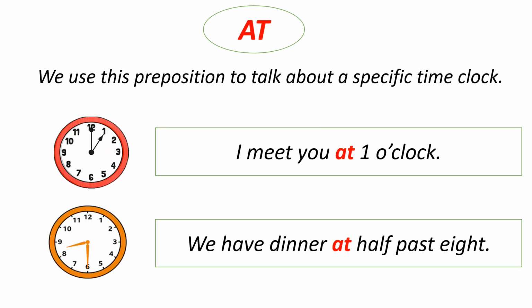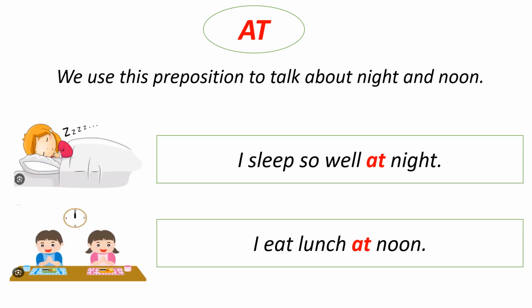We use at also to talk about a specific clock time. For example, I meet you at 1 o'clock. 1 o'clock is a specific time, so we use the preposition at. The second example is we have dinner at 8:30. The same as the first example, so we use the preposition at to talk about a specific clock time.